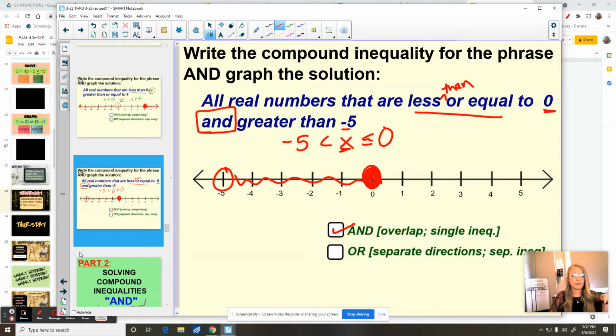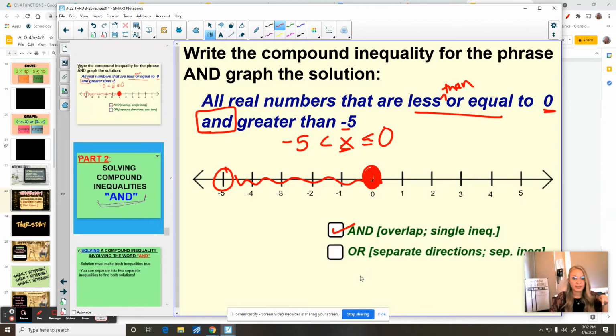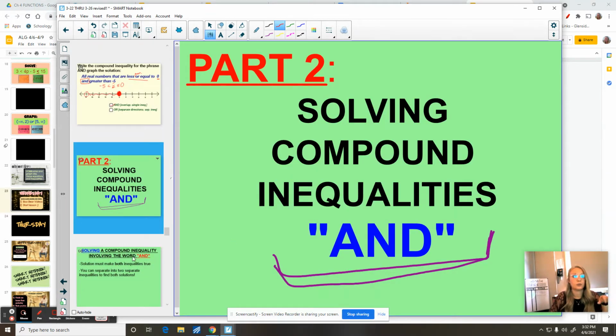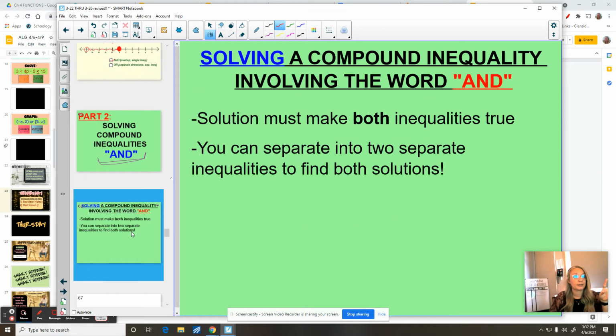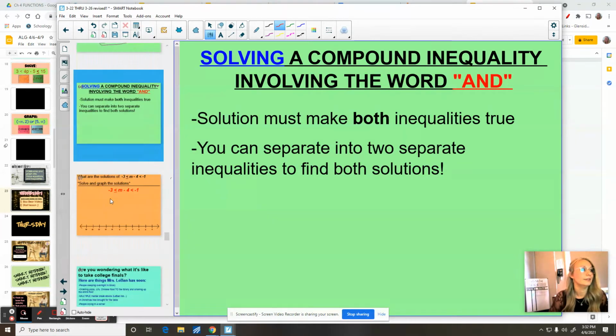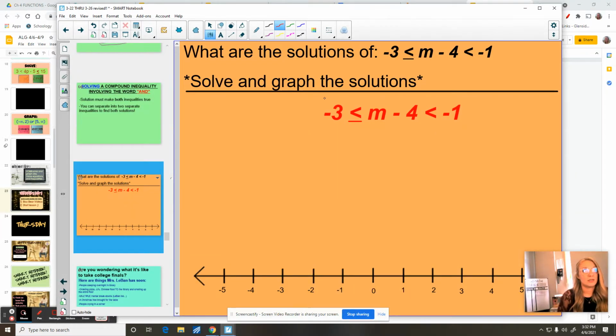Now, the second part of our lesson is when we were solving compound inequalities that involved the word and. And remember, all you have to do is just separate it into 2, solve, and then recombine and graph. So if I was looking at this one here, first of all, you know right away that this is an and inequality because it's combined into one single one.